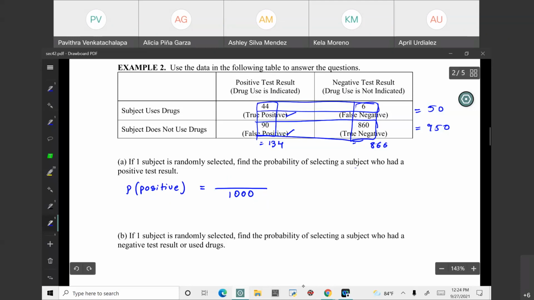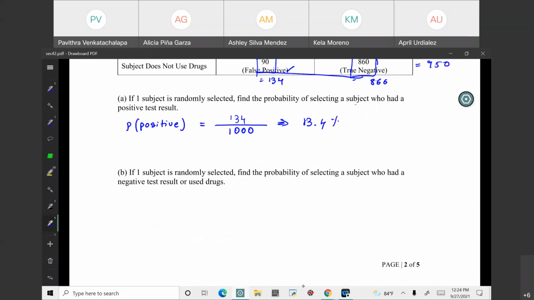Here, I can also write this as a percentage, 13.4%. So among 1000 people, approximately 13% of people tested positive. Okay.